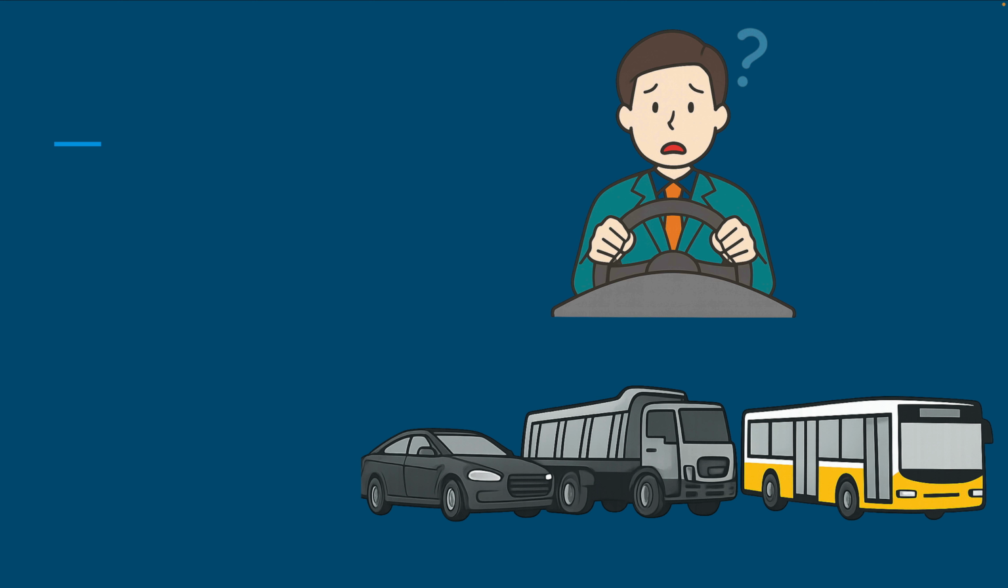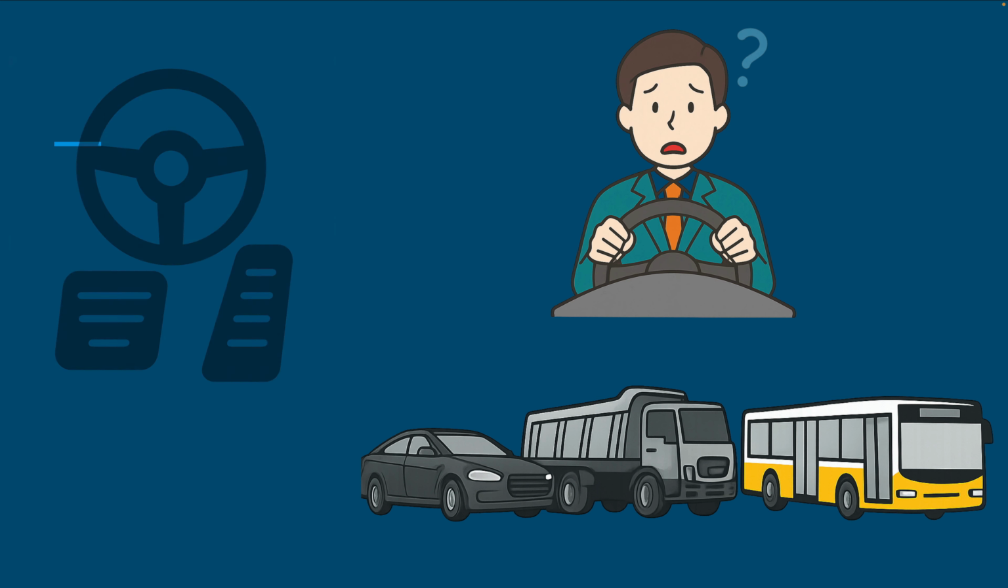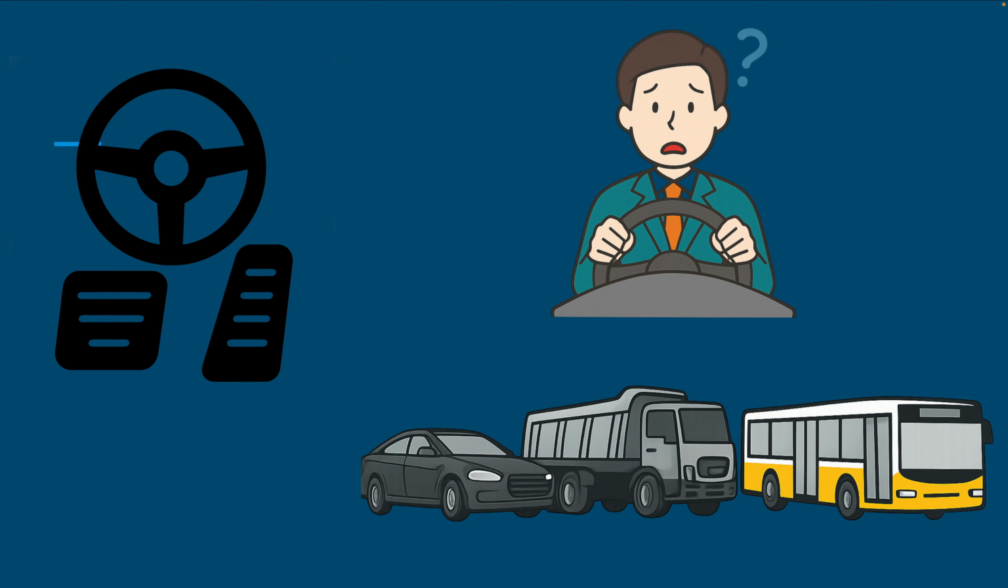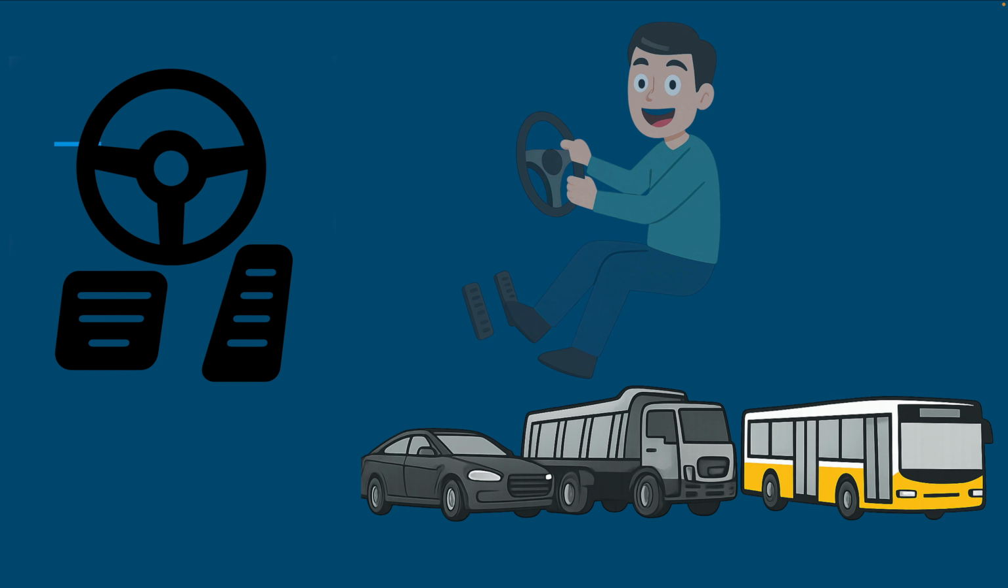So instead of having the driver deal with each vehicle's unique control, we introduce a standard interface, something like a simple steering wheel and pedals. Now, it doesn't matter which vehicle he drives, car, truck, or bus. They all connect through this same control system. And just like that, our driver is no longer confused. He's happy, confident, and in control. Because now he's depending on one clean interface, not three different systems.